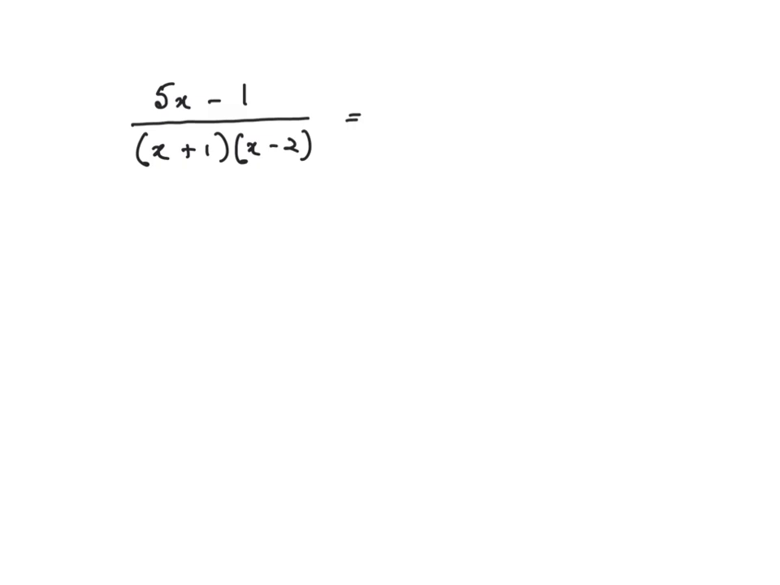What I can then do is state that 5x minus 1 over x plus 1 times x minus 2 is 2 over x plus 1 plus 3 over x minus 2. And if you look back to the very first slide, that's what we started with.